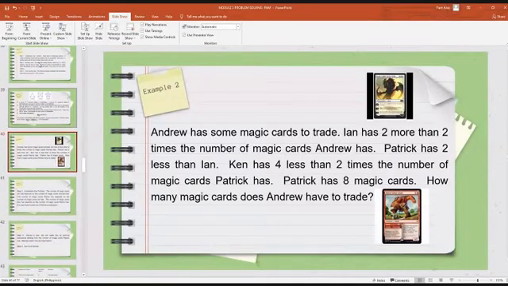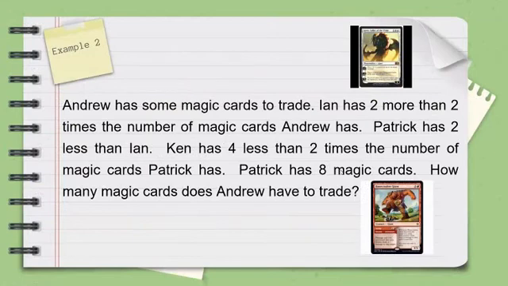Or let's say we have another, Andrew has some magic cards to trade. Ian has 2 more than 2 times the number of magic cards Andrew has. Patrick has 2. So in certain cases, you should be able to translate these statements into a mathematical expression. Ano bang ibig sabihin ng 2 more than 2 times? So you can have what you call mathematical expressions. You can make an equation. So use your previous knowledge on mathematics, algebra.